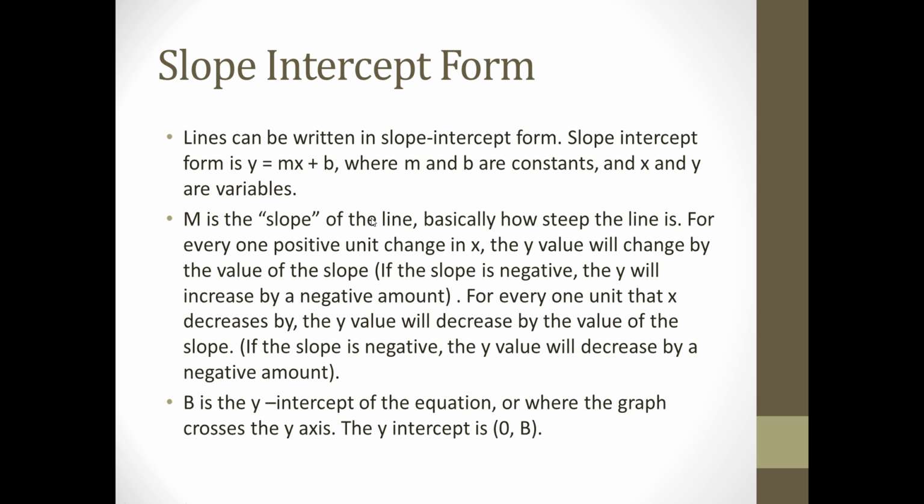If you drew the line out, you just look at where the line crosses the y-axis, or where the x value is equal to 0, and whatever the y value is, that's the y-intercept. So the x value for the y-intercept is always 0, and the y value is just b for slope-intercept form. That's it for this video.